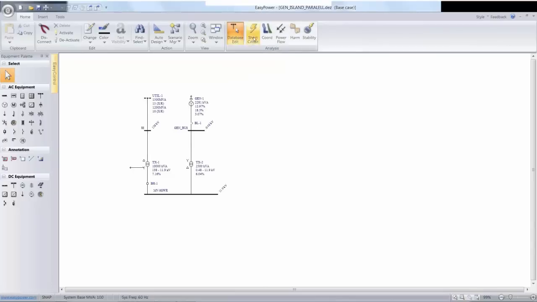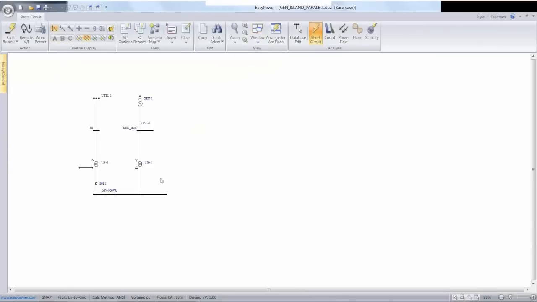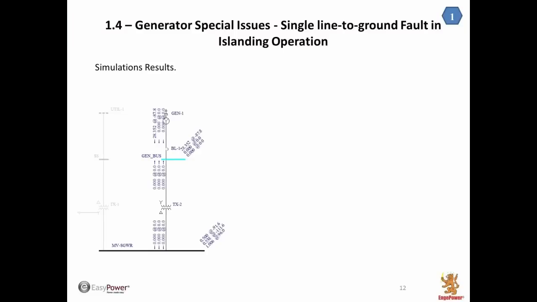First we are going to the short circuit focus, and I'm going to remove the utility out of service, opening this breaker, and simulate a line to ground fault on generator bus. If I do this, we are going to have the same value that we calculated by hand.